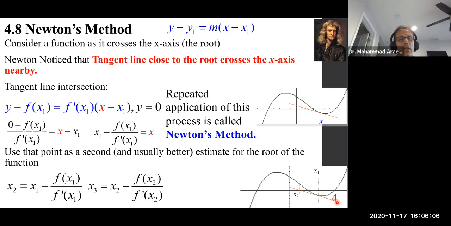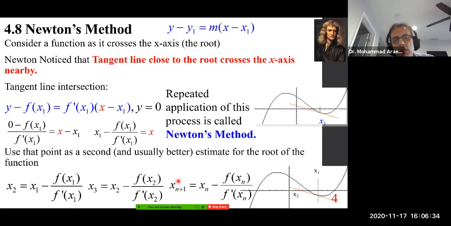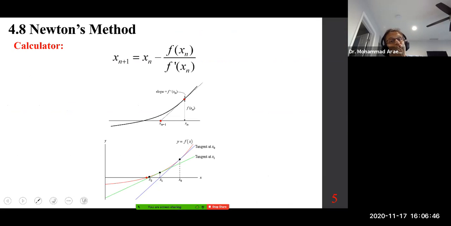And so the next one, x sub 3 equals x sub 2 minus f of x sub 2 over f prime of x sub 2, and you move on to the next and the next. In general, x sub n plus 1 is x sub n minus f of x sub n over f prime of x sub n. In other words, if you want the next point, you start with the previous one minus the function, which goes at the top, and its derivative goes at the bottom. So this is the process known as Newton's method. Now, take a look at the concept by looking at the various graphs.